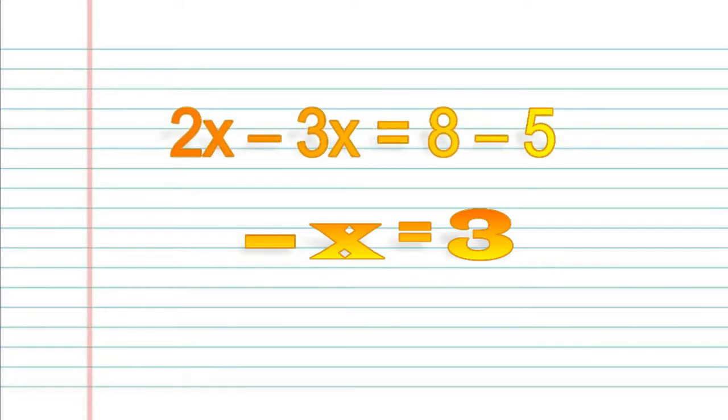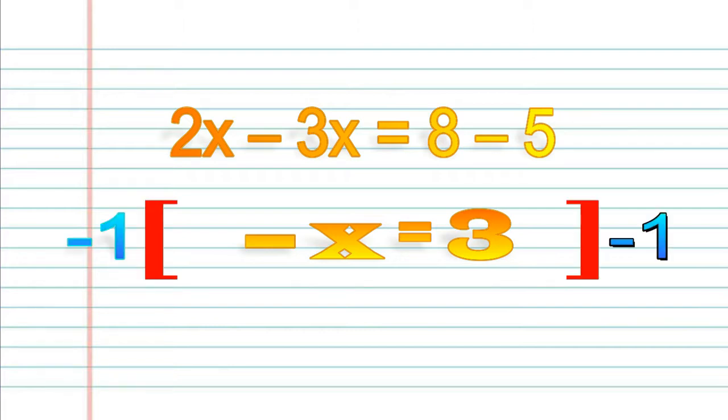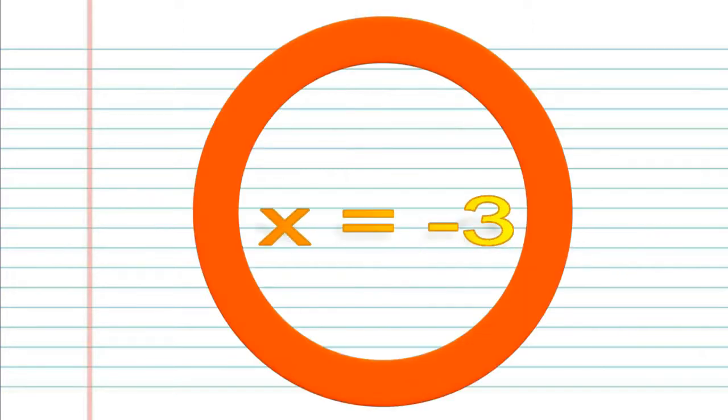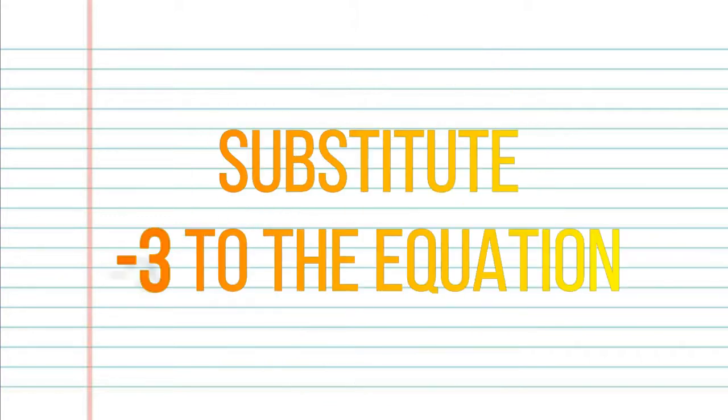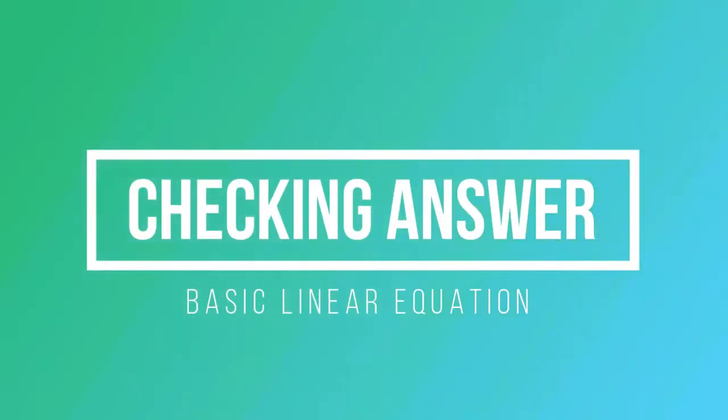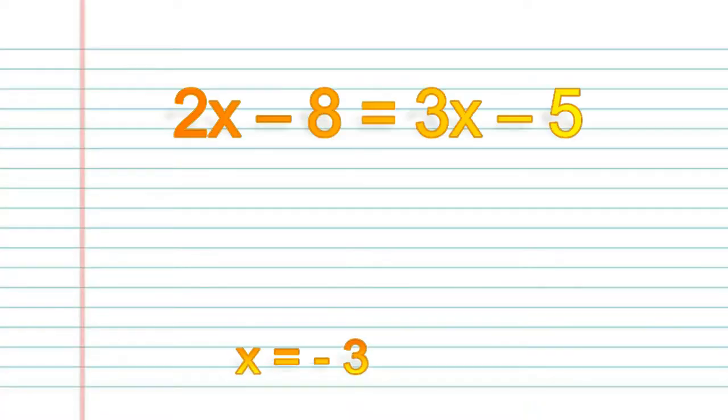To solve, multiply both sides by negative 1. That way, the signs will reverse and the answer will be x is equal to negative 3. To check, substitute negative 3 to the equation.